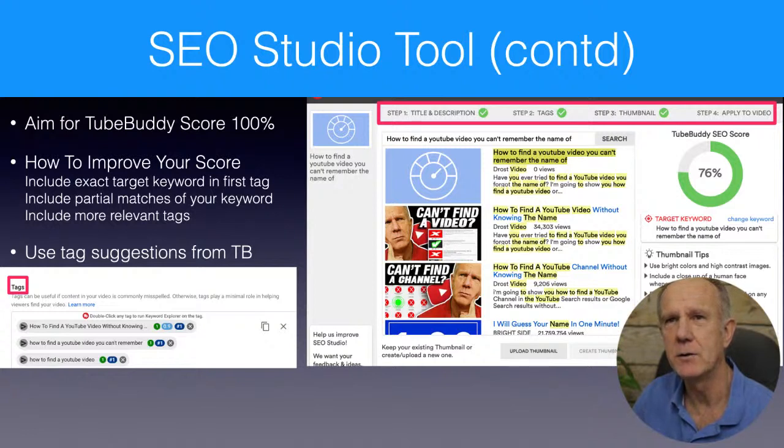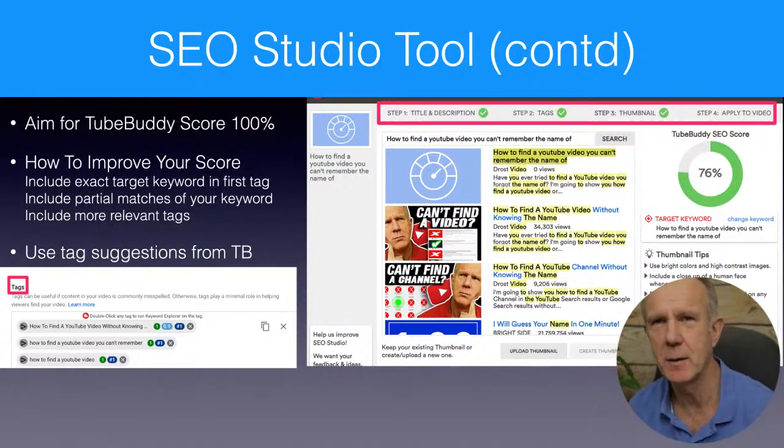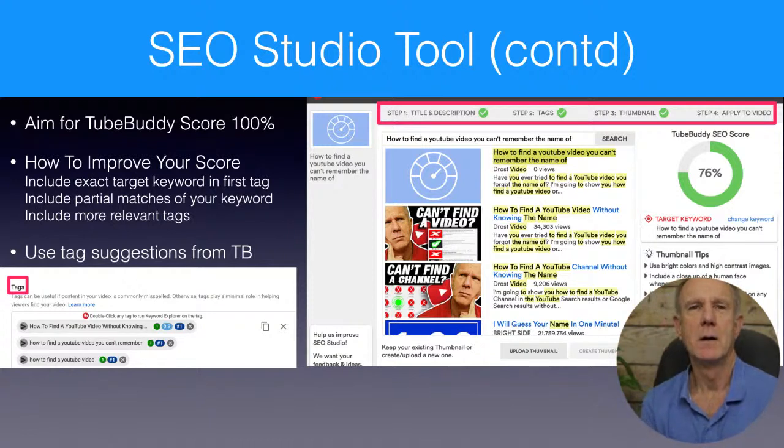And then at the end you've got step 4, apply this to your video. So this automatically places all the title, description, tags, thumbnail, etc. to your video. So you've got it all set up there in this tool. So it also saves you a ton of time instead of doing this separately.